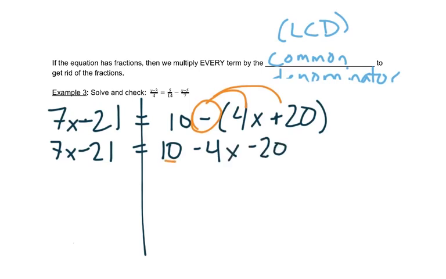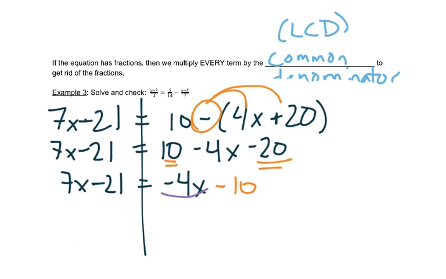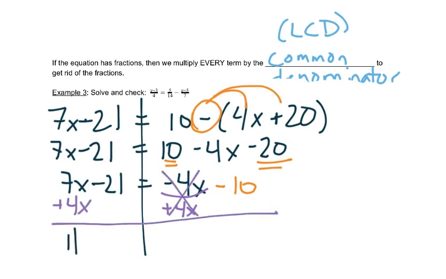So again, the next thing we'll do is combine like terms. So there's nothing to combine on the left. I'll just copy that. I'm going to copy the negative 4x first, and then 10 minus 20 is a negative 10. So I'm going to move my letters to the left. So I'm going to start by this minus 4x, and I'll add 4x to both sides. That cancels this out. It gives me 11x minus 21 equals a negative 10.